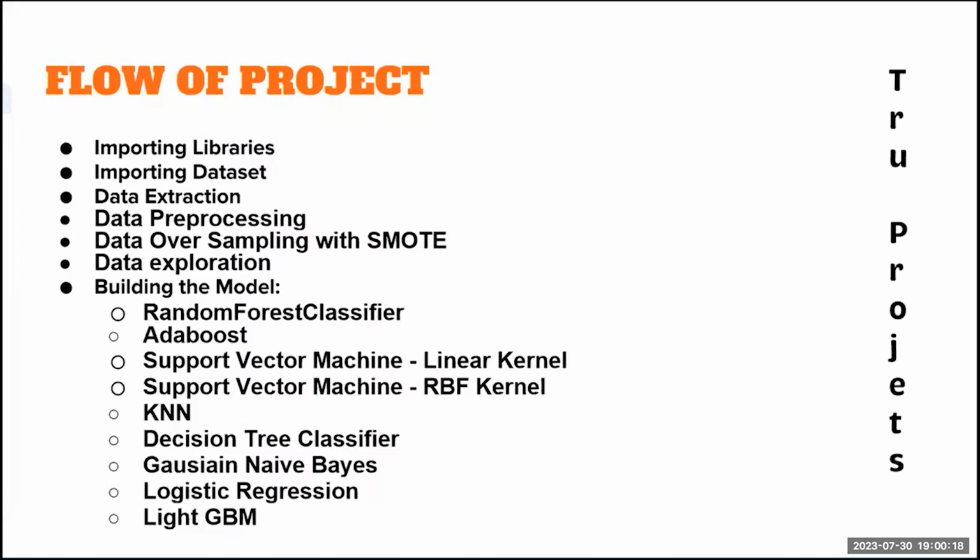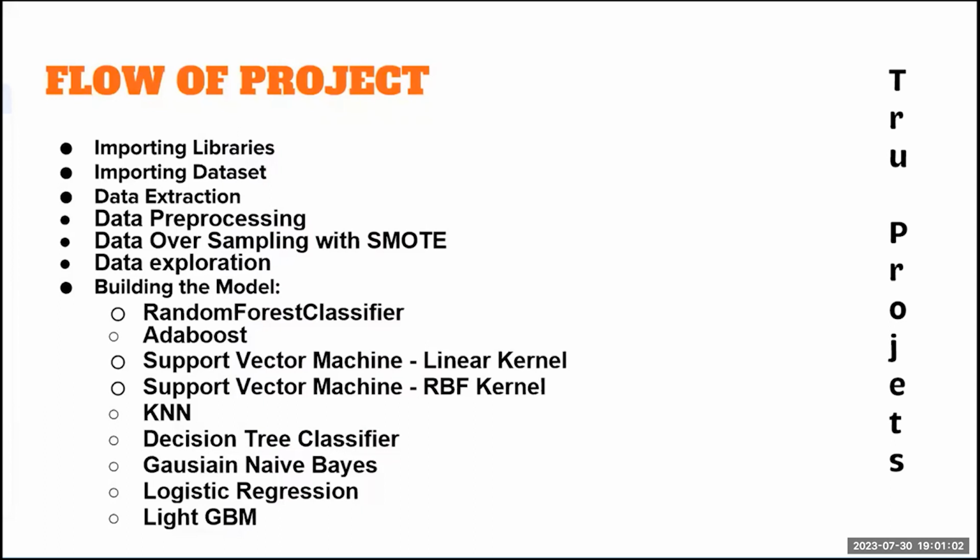And the next one is logistic regression. Logistic regression is also a linear classifier, which is used to do the binary classification task. In this fraud detection project, the binary classification is whether the transaction is fraud or not. And the next one is Light GBM. Light GBM is a gradient boosting framework that offers high efficiency and accuracy when compared to other algorithms. Here also it is used for the binary classification task, detecting whether the transaction is fraud or not fraud.